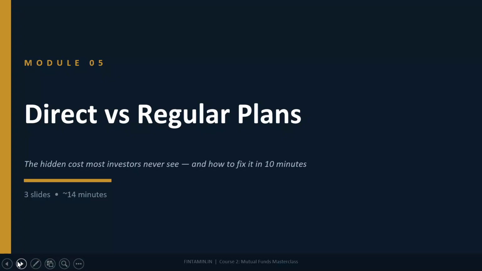Module 5 is direct versus regular plans. This is possibly the most impactful module in this entire course in terms of pure rupee impact on your wealth. Give me 5 minutes and I will show you why.